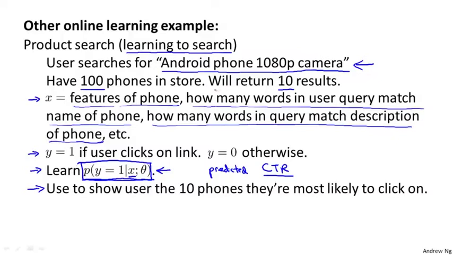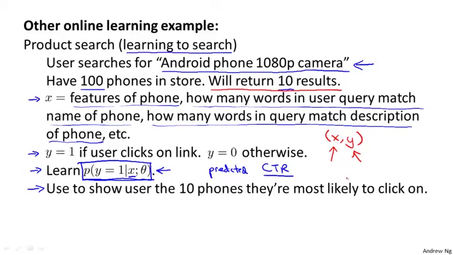Just to be clear, suppose that every time a user does a search, we return 10 results. What that will do is it will actually give us 10 XY pairs. So this gives us 10 training examples every time a user comes to our website, because for the 10 phones that we chose to show the user, for each of those 10 phones we get a feature vector X, and we will also observe a value of Y depending on whether or not they clicked on that URL.